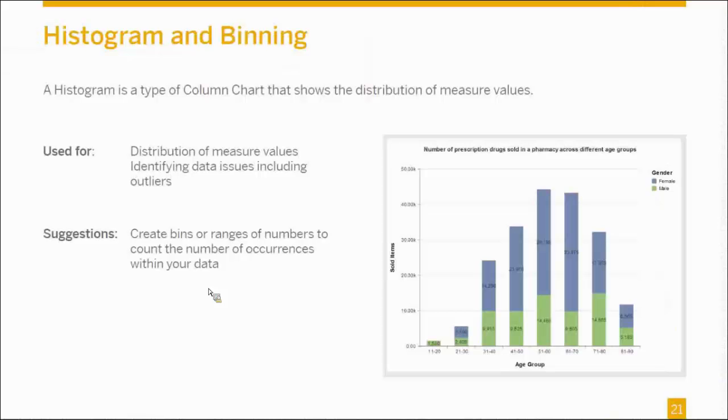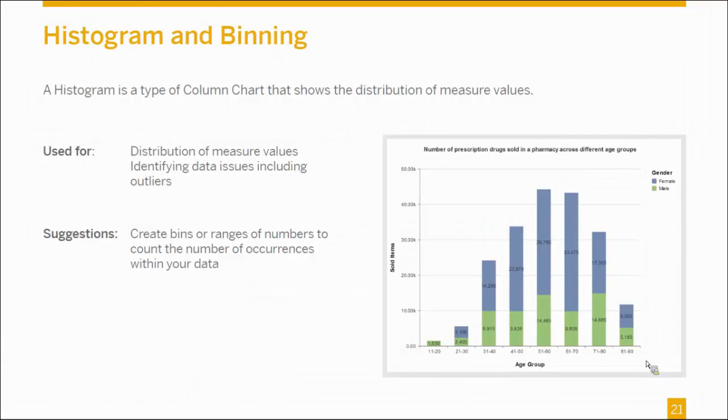So a histogram is a type of column chart that really shows the distribution of measure values. And histograms are often used when we are dealing with numerical values, such as sales revenue or salary or age. And when we want to show these values on the x-axis, it doesn't make a lot of sense to show each individual value. Instead, what can help is to bin the data. And what binning is, it really means to group data into logical intervals.